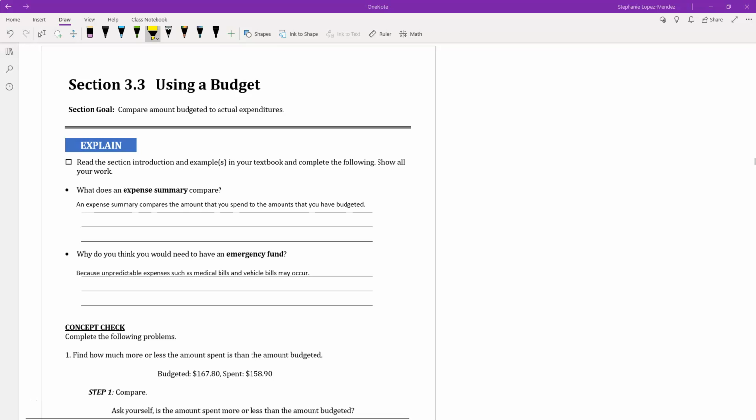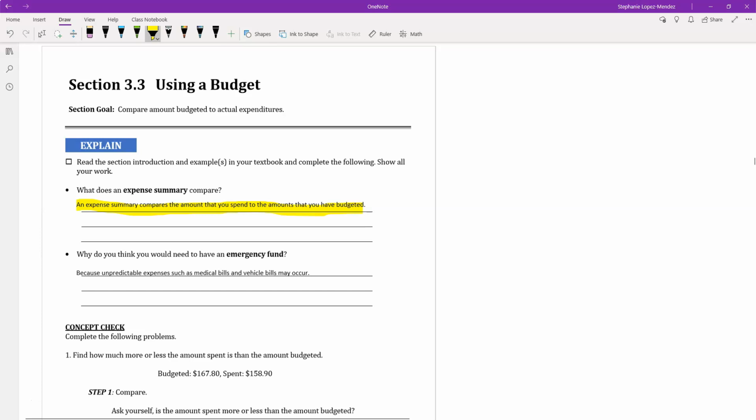This is section 3.3, using a budget. On question number 1, we have, what does an expense summary compare? So an expense summary compares the amount that you spend to the amount that you have budgeted. What does that mean? Well, it really just compares how much you spent against what you thought you were going to spend, for example, for that month.